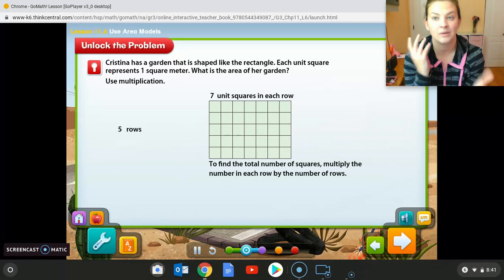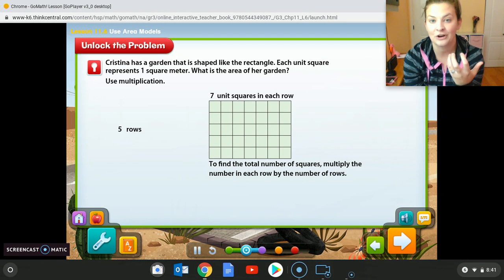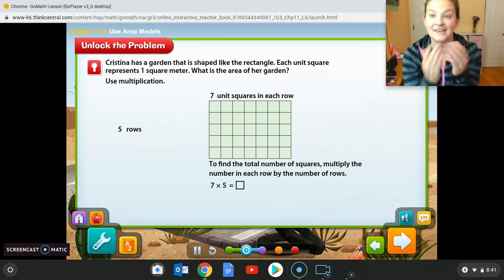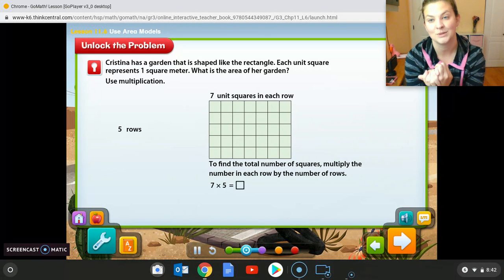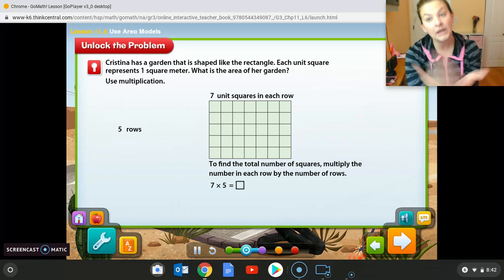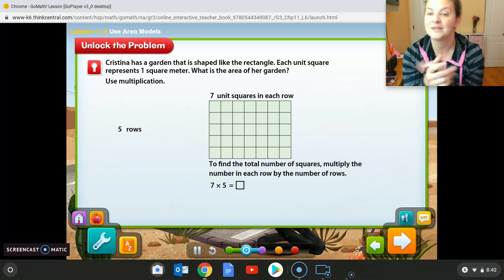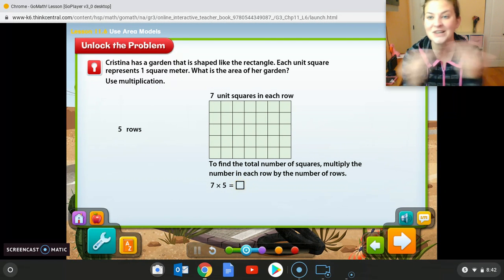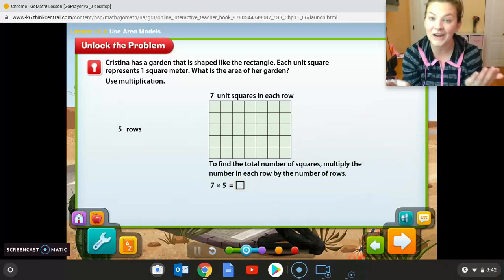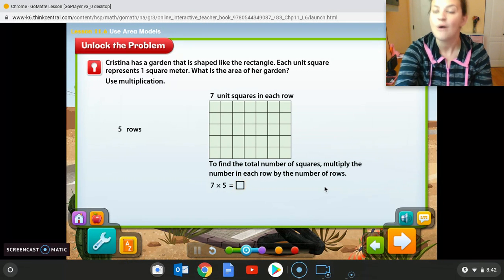So I want you to know that when you're doing area in 3rd grade, they're going to most likely give you these nice boxes that you can count. But I'm warning you for the future, if you have a rectangle, you are going to need to learn this multiplication method, okay? I want you to know that a rectangle is an array. It's just like a problem that we learned in 3rd grade. We can multiply 7 times 5 or 5 times 7, and it gets us to 35.